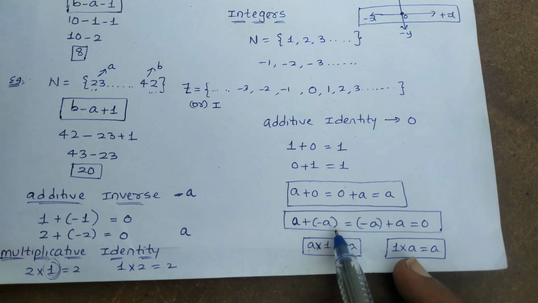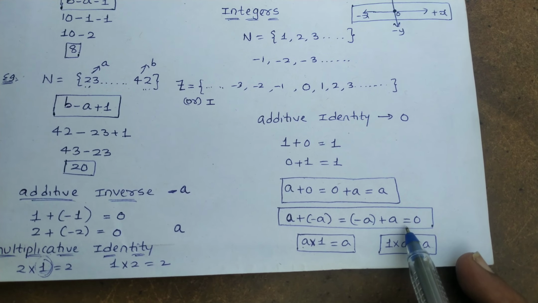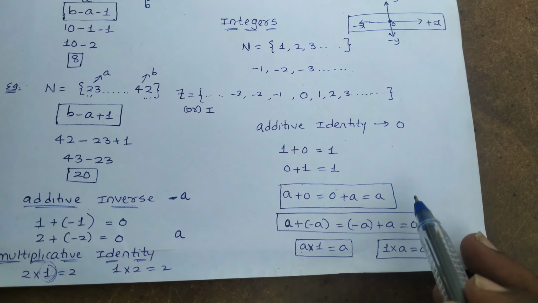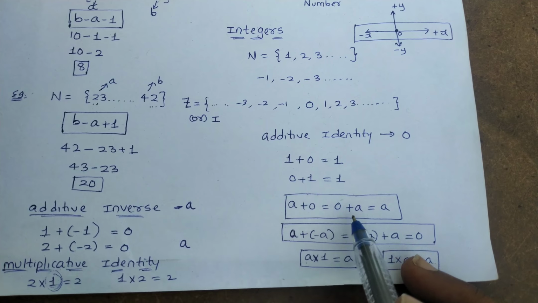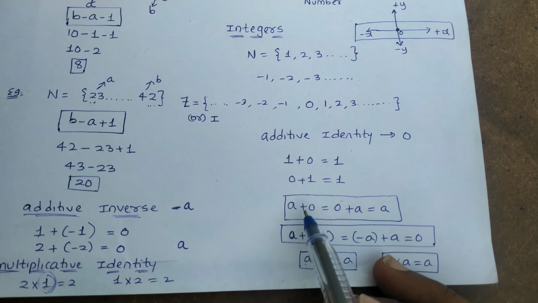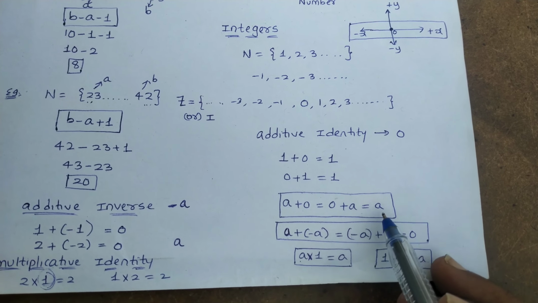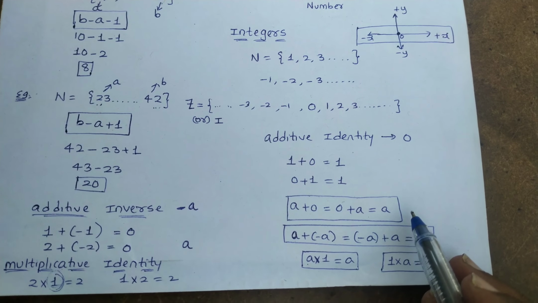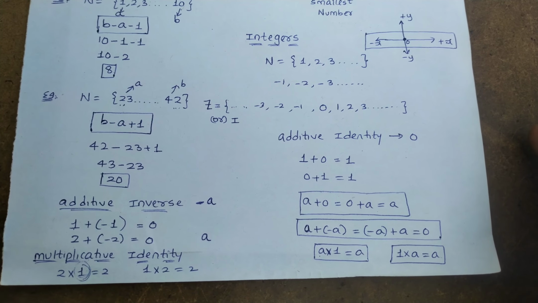A plus minus a, or minus a plus a, is equal to 0. And this is the general form of the additive identity: a plus 0 equals 0 plus a equals a. Clear, all of you? These are the 3 properties.